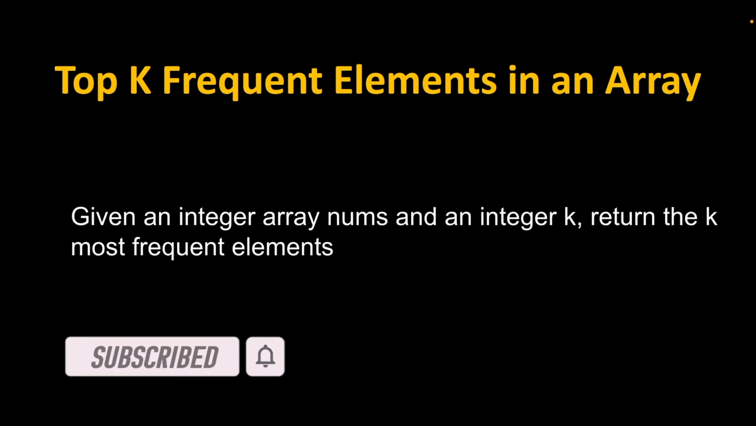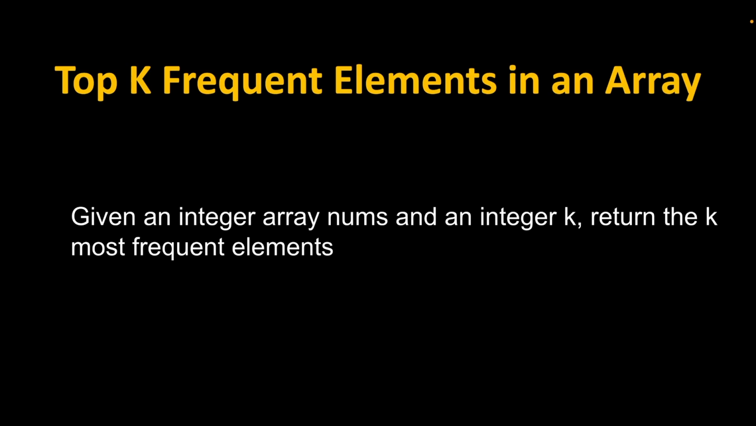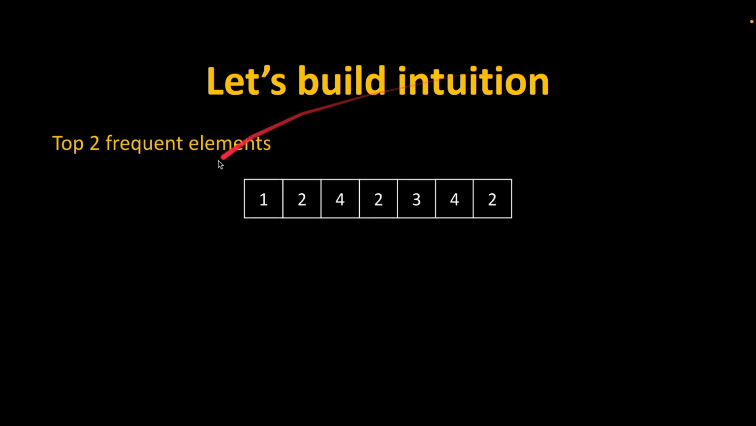So this is our problem statement. Given an integer array nums and an integer k, we need to return the k most frequent elements. So let's build the intuition as always. Let's take an example where we need to find two frequent elements in this array.